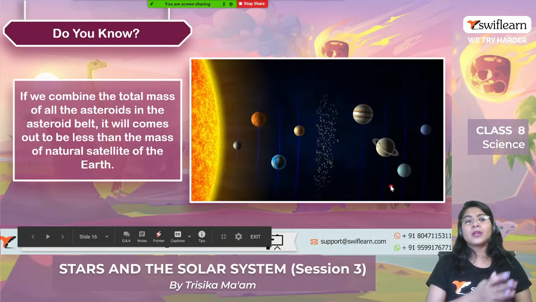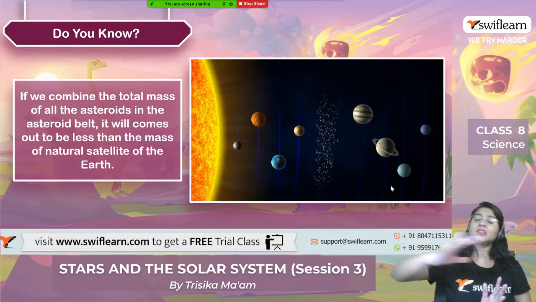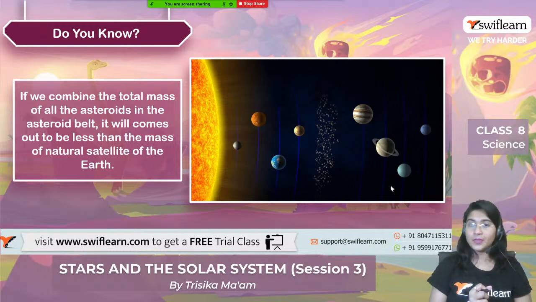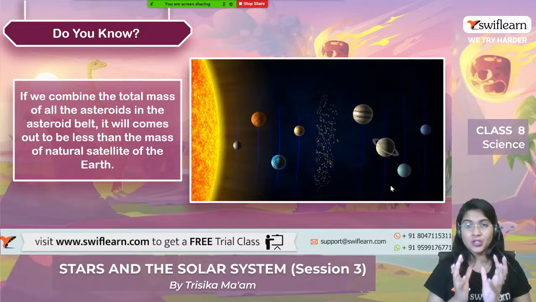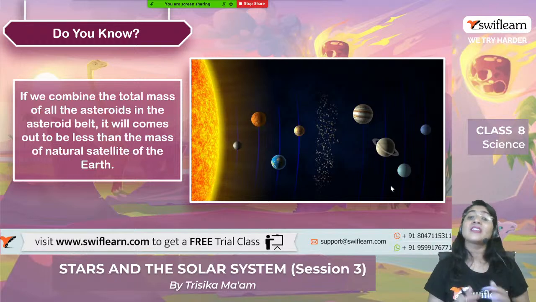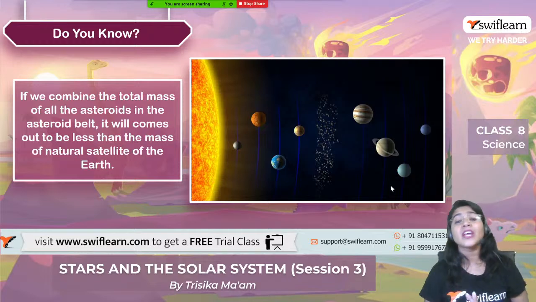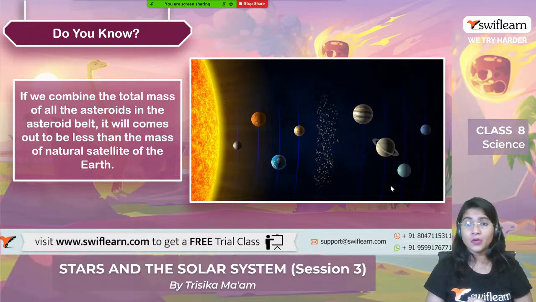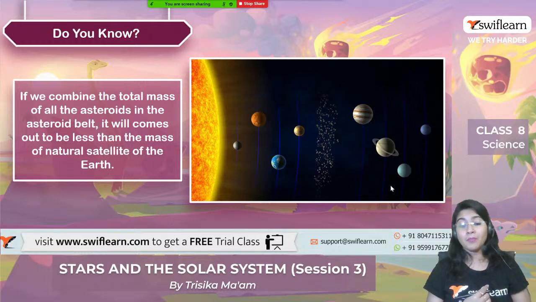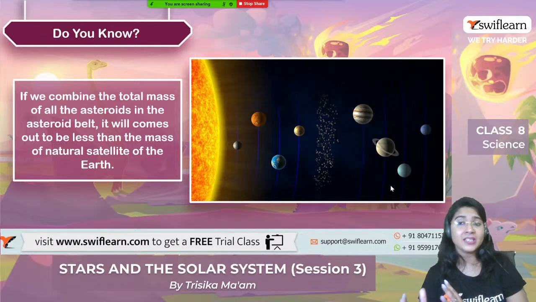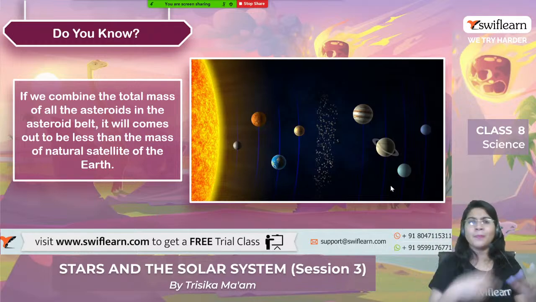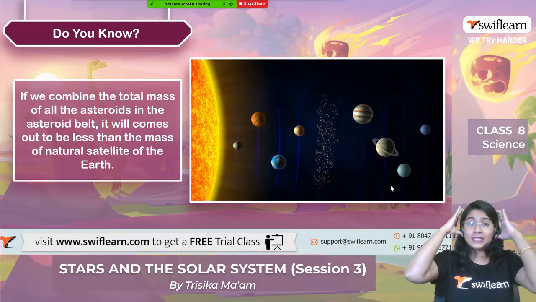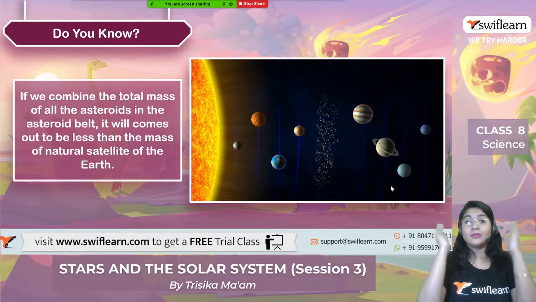Exactly. Now, if we combine the whole mass of all these rock particles, the asteroids, keep them together and measure the mass, we will see that their whole mass will be less than the mass of the moon. So what is our natural satellite? Obviously the moon. The total mass of those asteroids together will be less than the mass of the moon. Clear? So have you got an idea why these are not called planets, and why these are rock particles? They form the belt, they go round and round the sun, and what are they made up of? They are mainly made up of rocks.